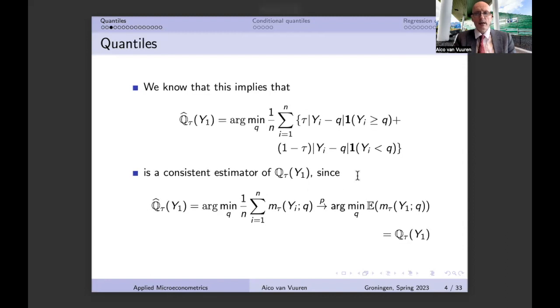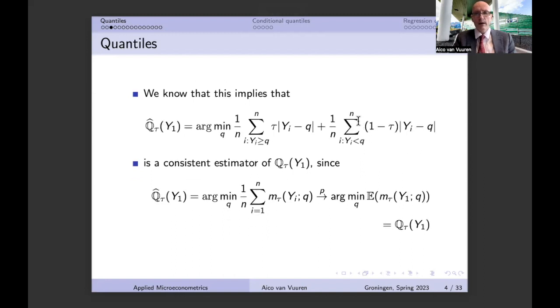I'm going to do that, and we get this thing over here. Then we can rewrite it a little bit more, because we see that this part of the summation is only different from 0 in the case that yi is larger or equal to q. So we can use a separate summation for only those observations for which yi is larger or equal to q. And the other way around, this is only different from 0 when yi is smaller than q, so there we can also look at a summation over yi smaller than q. Then we can minimize this expression in order to get the quantile.